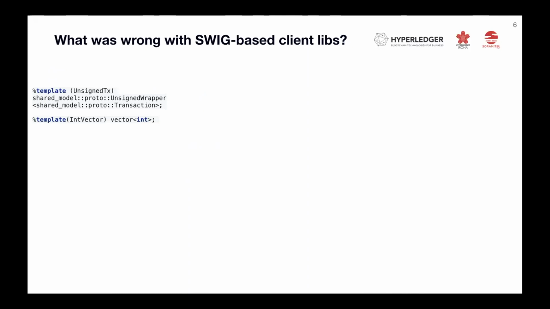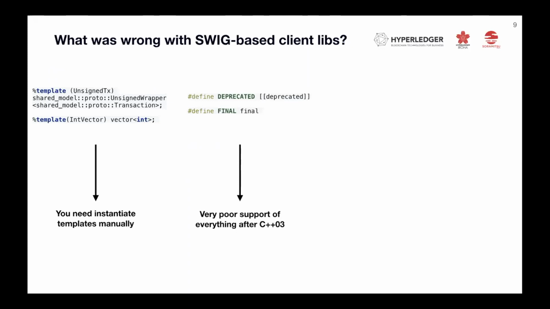So first of all, SWIG doesn't support templates in C++ in a good way. You should instantiate all of them manually. So, well, it's an example of code, and you should do it every time. SWIG doesn't support many modern C++ features. It supports all C++ pretty well, but for modern C++, you have a problem. And by modern, I mean everything starting with C++11. It's just an example.